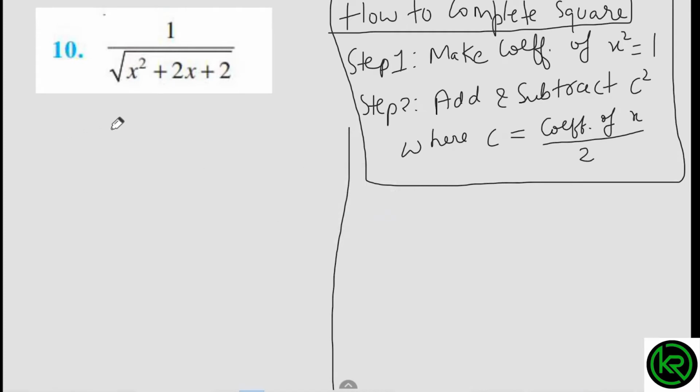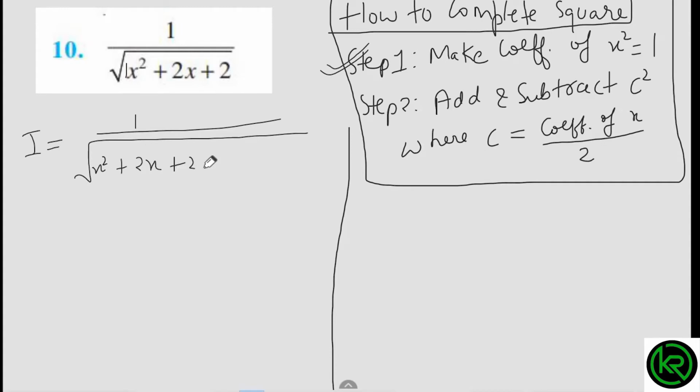Next question is about how to complete a square. Okay, so students, first step is we have to make x square coefficient 1. Okay, so here x square coefficient is already 1, so first step is complete. Then second step, students, second step is we have to add c square both side. Okay students, we have to add c square and subtract c square. And what is c, students? C is coefficient of x upon 2. Here you can see coefficient of x is 2, so c will be 2 upon 2 equals to 1.